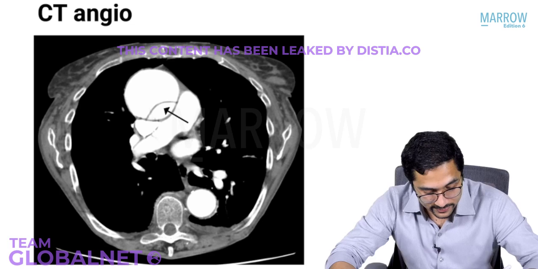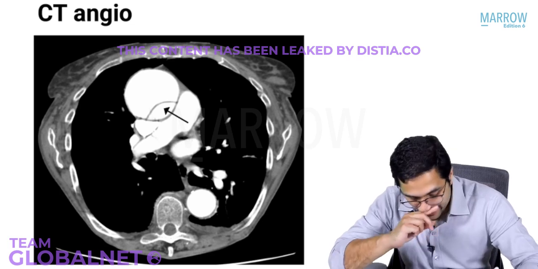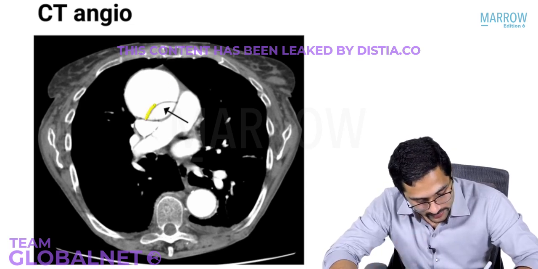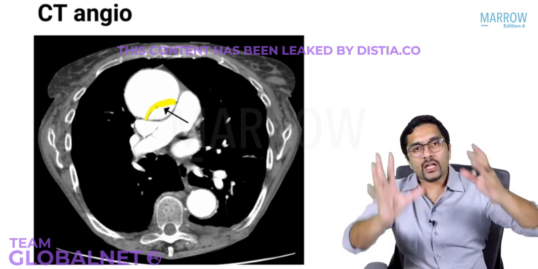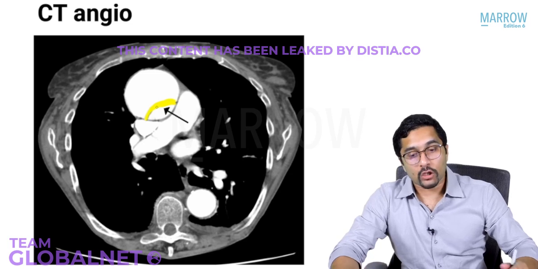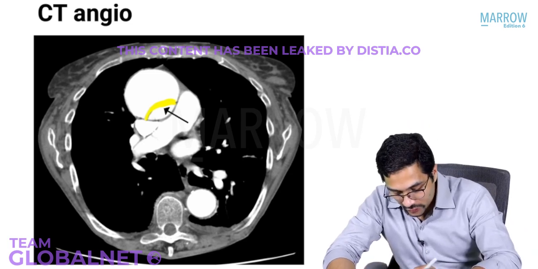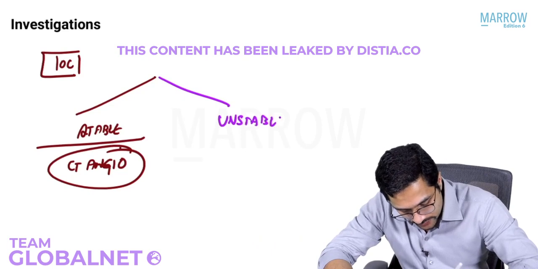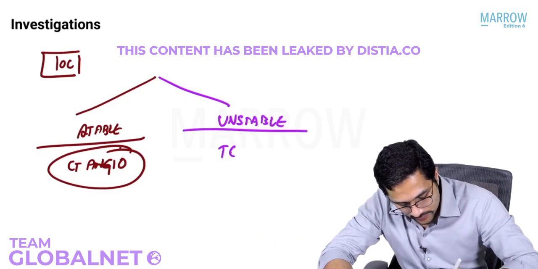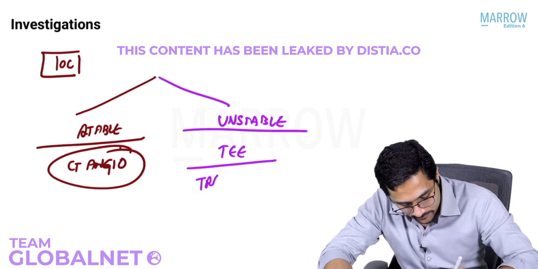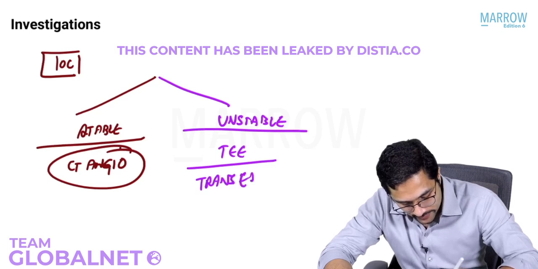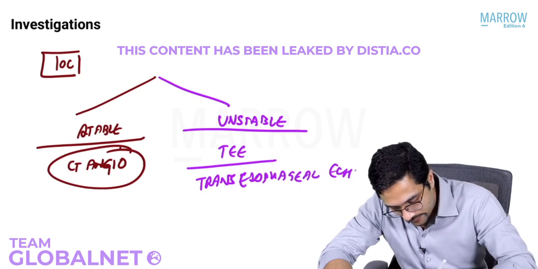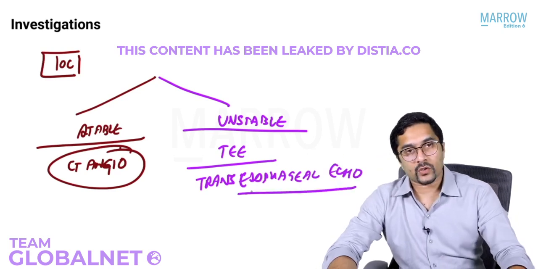And you can see here in the CT angio very clearly that this is the aorta, and you can see the dissection which is occurring. So a parallel lumen is being formed. That is aortic dissection. If the patient is unstable, this has also been asked in the exam, then transesophageal echo is done. Then the investigation of choice is transesophageal echocardiogram.